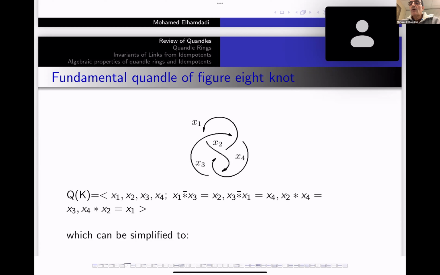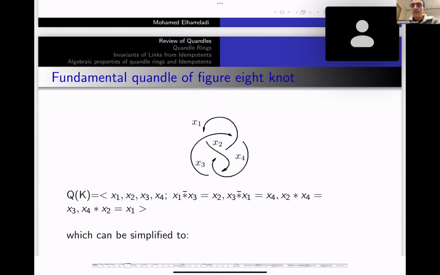If we look at the top one on the left, it is a negative crossing. x1 is going under x3 to become x2. Then you get the relation x1 star bar x3 equals x2. And you do the same for all crossings. We have 2 negative crossings and 2 positive crossings. You write the relations, and then obviously one can simplify the presentation.